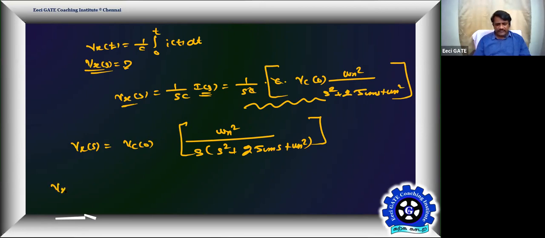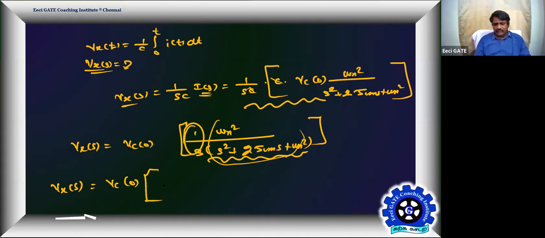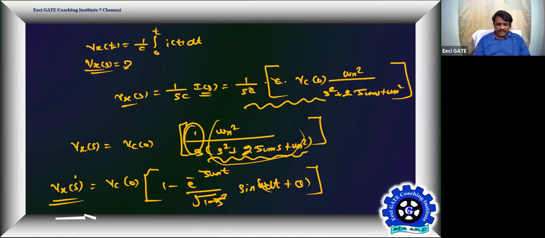Then Vx of S is equal to Vc of 0 into, this will be like a charging transient. Treat this as a step input of 1 by S, and this is your system. Then it is 1 minus e power minus zeta omega nt by root of 1 minus zeta square into sine omega dt plus theta you will get. That's your Vx of t. And then you can go for Vc of t from this.